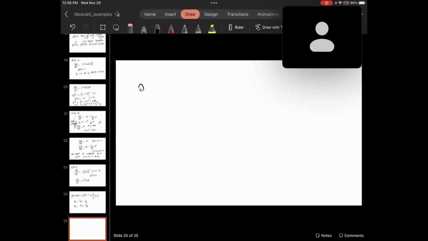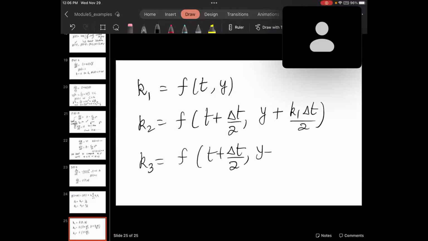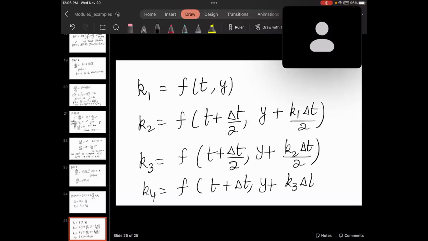and the values: k1 is the function evaluated at t and y, k2 is the function evaluated at t plus delta t divided by 2, and y plus k1 delta t divided by 2, and k3 is the function evaluated at t plus delta t over 2, and y plus k2 delta t over 2, and k4 is the function evaluated at t plus delta t and y plus k3 times delta t.